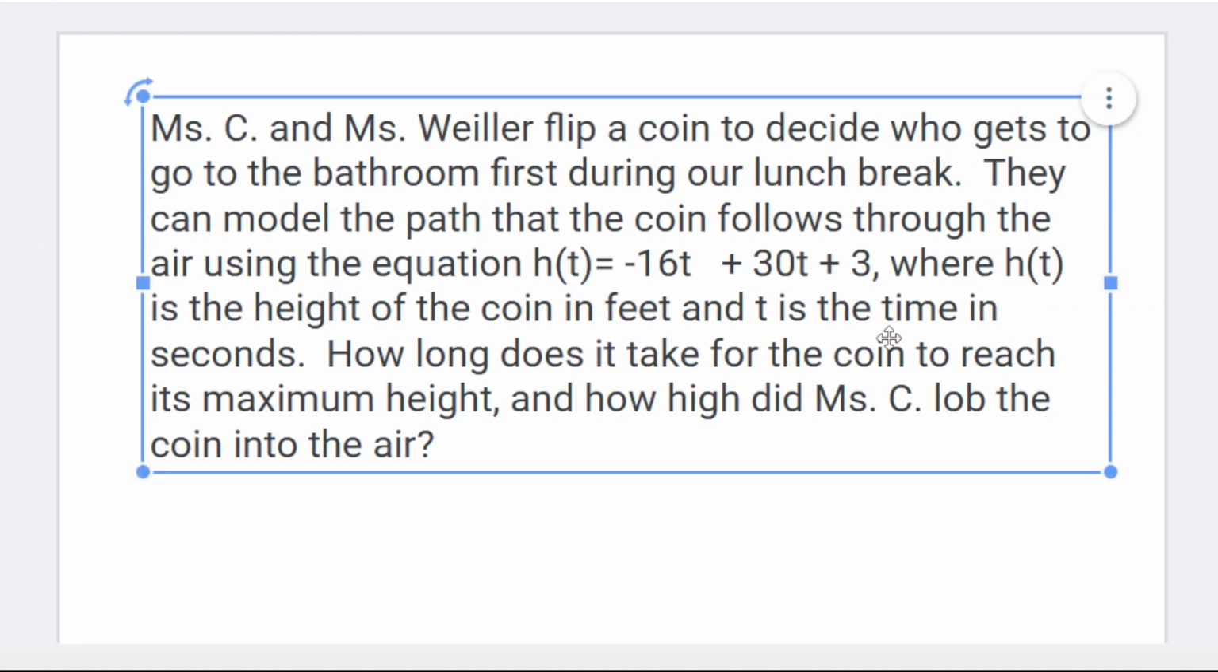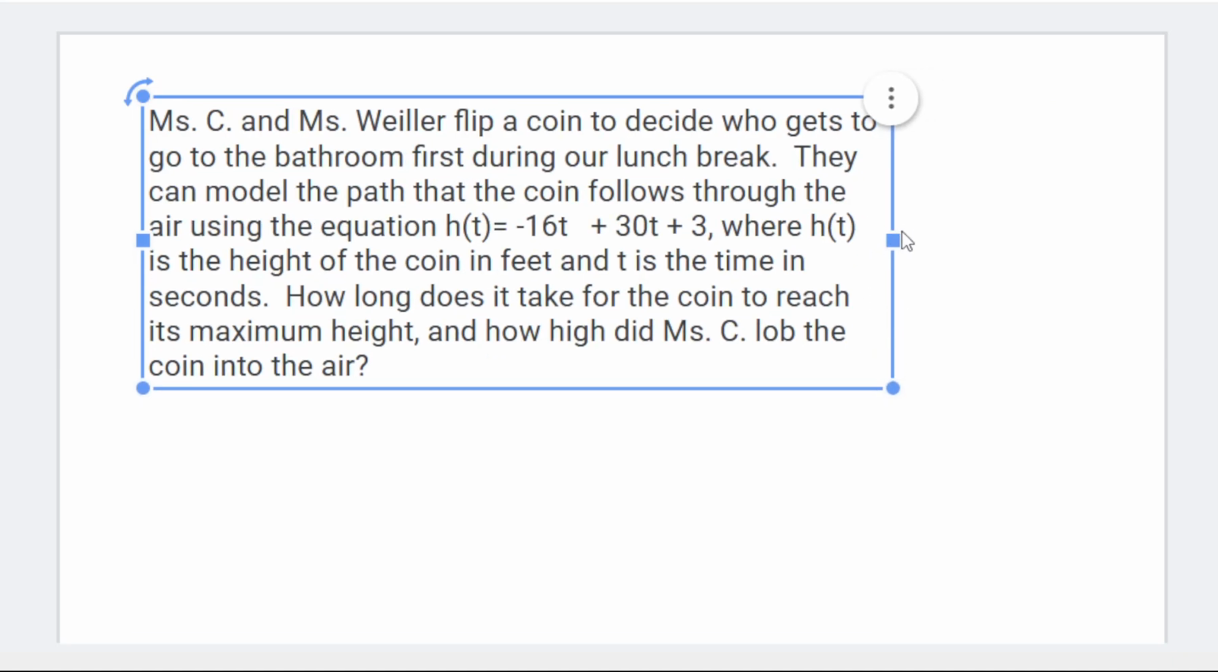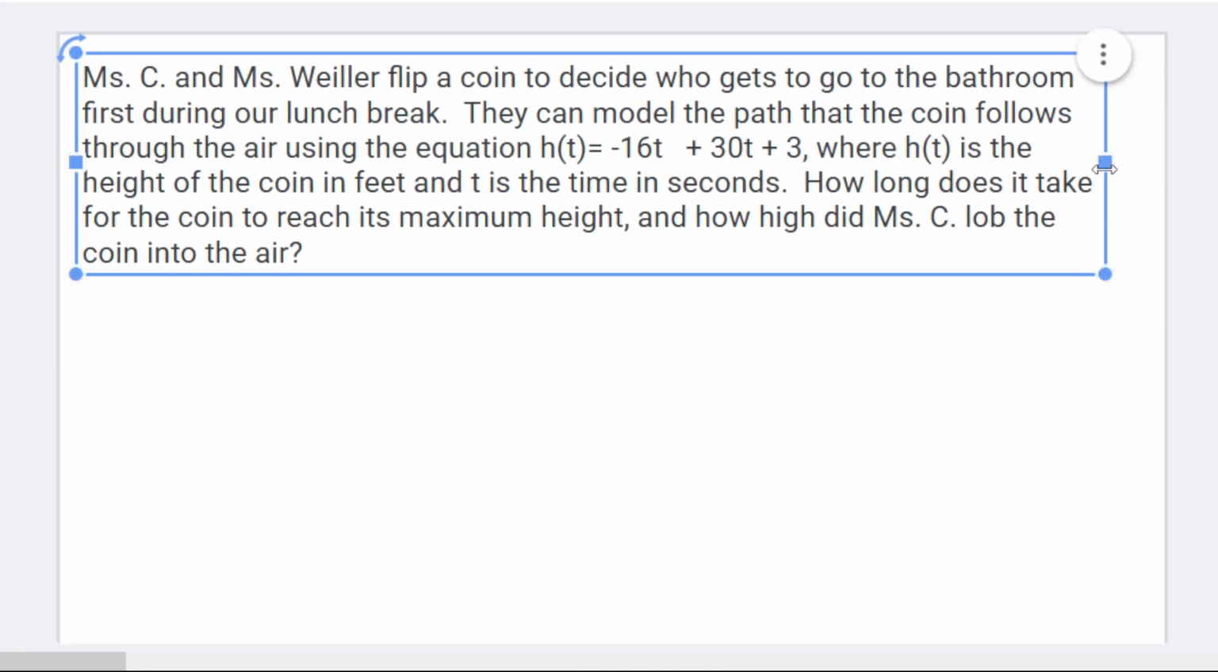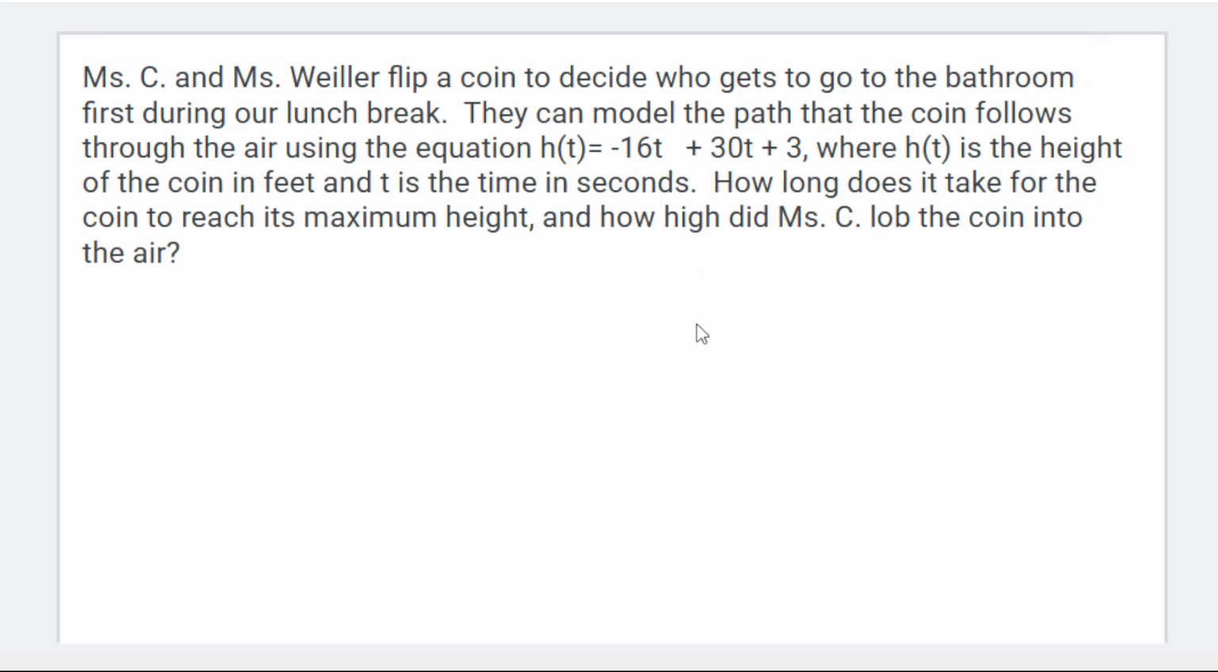All right, so here we have a problem that I came up with. All right, I'm not very creative, don't judge me. So Miss C and Miss Weiler flip a coin to decide who gets to go to the bathroom first during our lunch break. It's not true, we're usually a little more polite about it, but you know what? We're going to flip a coin this time.